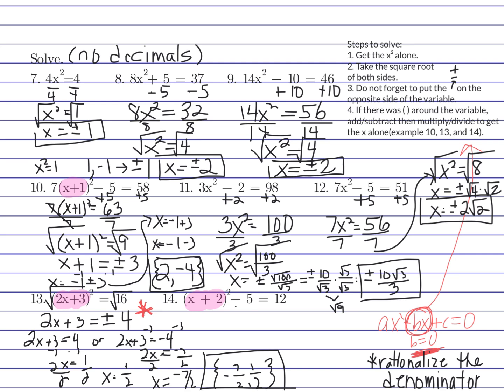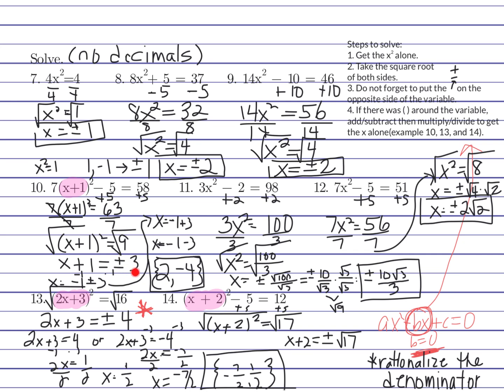Okay, I'm going to add 5 to both sides. x plus 2 squared equals 17. I'm going to take the square root of both sides. x plus 2 will equal plus or minus the square root of 17. 17 is a prime number, so that means that the only factors of 17 are 1 times 17, and 1 would be the only perfect square there, so this cannot be simplified. Square root of 17 is as simple as it gets.